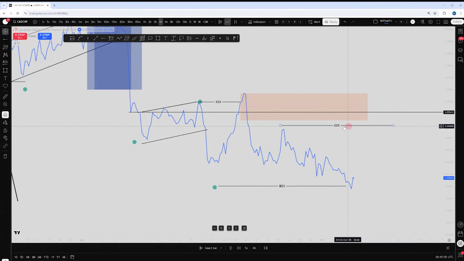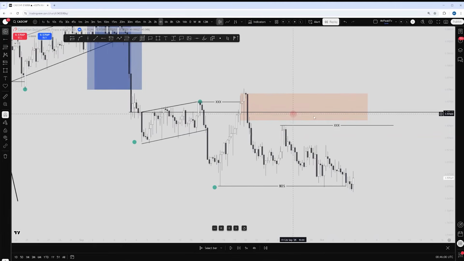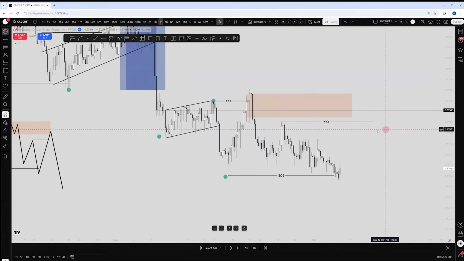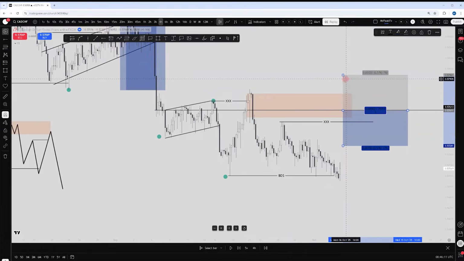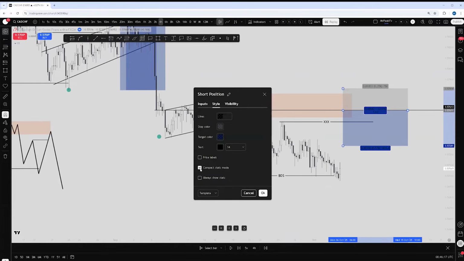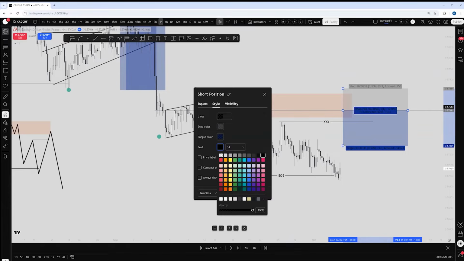But of course, anywhere above this is valid to enter, and the point of interest will just be above this. But of course, we always look for ways to reduce our stop loss. So this was my area where I wanted to sell, and my entry was right here, and my stop loss was just above this region here. Let me make this white.